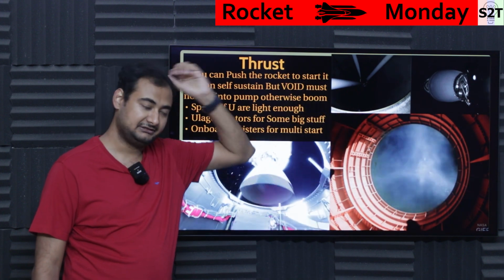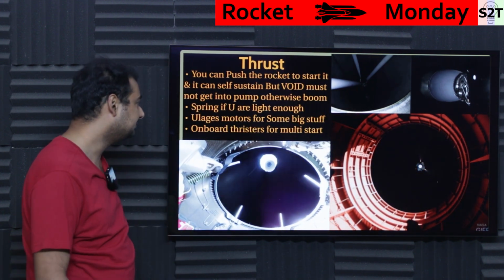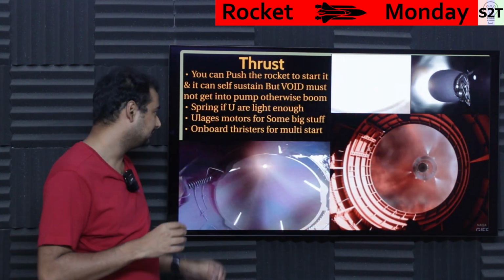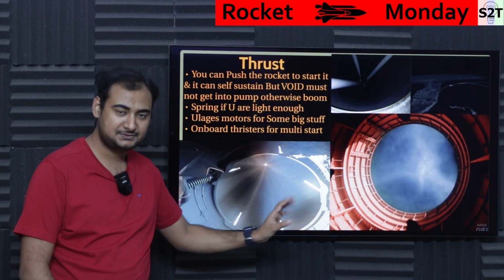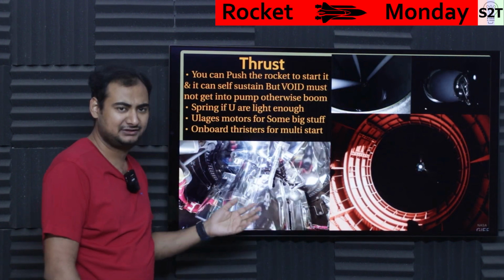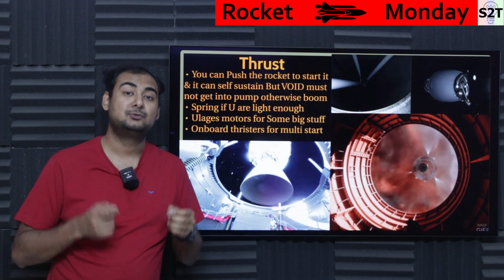And this is basically Falcon 9. So you have these 2 simple options where you either push it by a spring or use an ullage motor, which we no longer do, or you can use onboard thrusters.